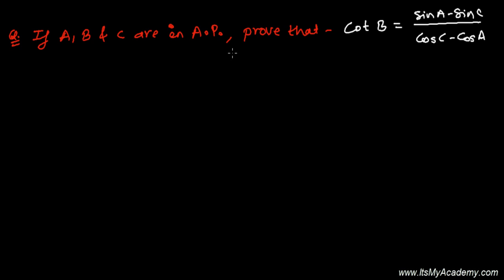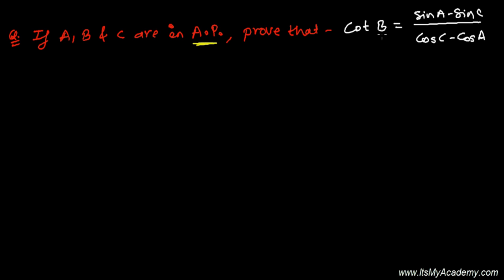I'm going to discuss here a very short, sweet, and interesting question in trigonometry. Generally, it's a little rare to get this type of interesting question. The question says: if A, B, C are the angles in arithmetic progression, AP, which stands for arithmetic progression, or you can say arithmetic sequence.